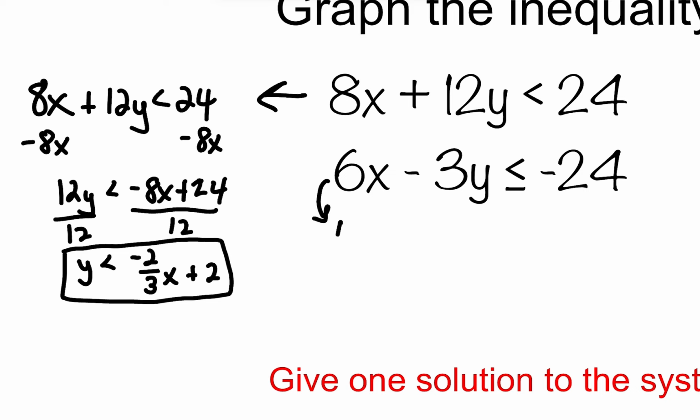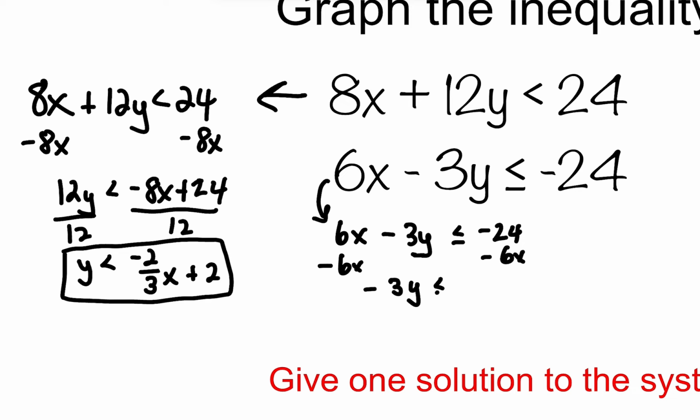Actually, I'll write it down. 6x minus 3y is less than or equal to -24. Let's subtract 6x from both sides. We've got -3y is less than or equal to -6x minus 24. And then I'm going to divide by -3. And I get y. This time I do have to flip the sign because I divided by a negative.